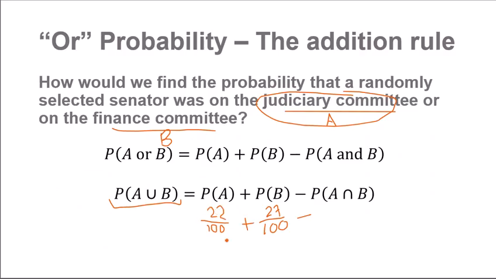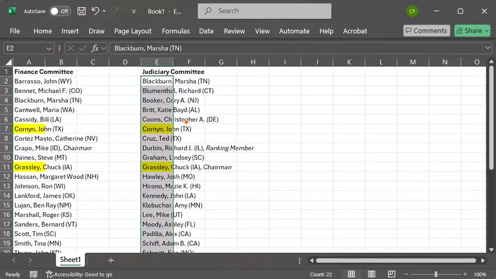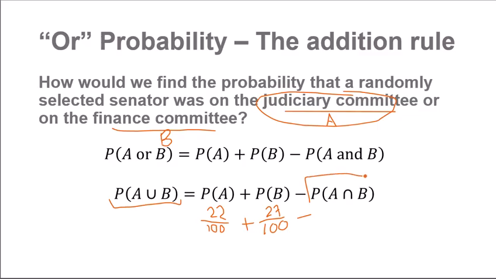So I have 22 out of 100 plus 27 out of 100 minus, and then I need to know how many, in this case, how many senators are on both committees. This represents the overlap. In this case, when I counted up the 27 and the 22, there were people who were in both lists. So I don't actually want to count, for example, John Cornyn from Texas. I don't want to count him twice because he doesn't represent two different senators. And that's why we do this subtraction at the end to take out the double counting. So within this 22 and this 27, there were 5 different senators who got counted twice.